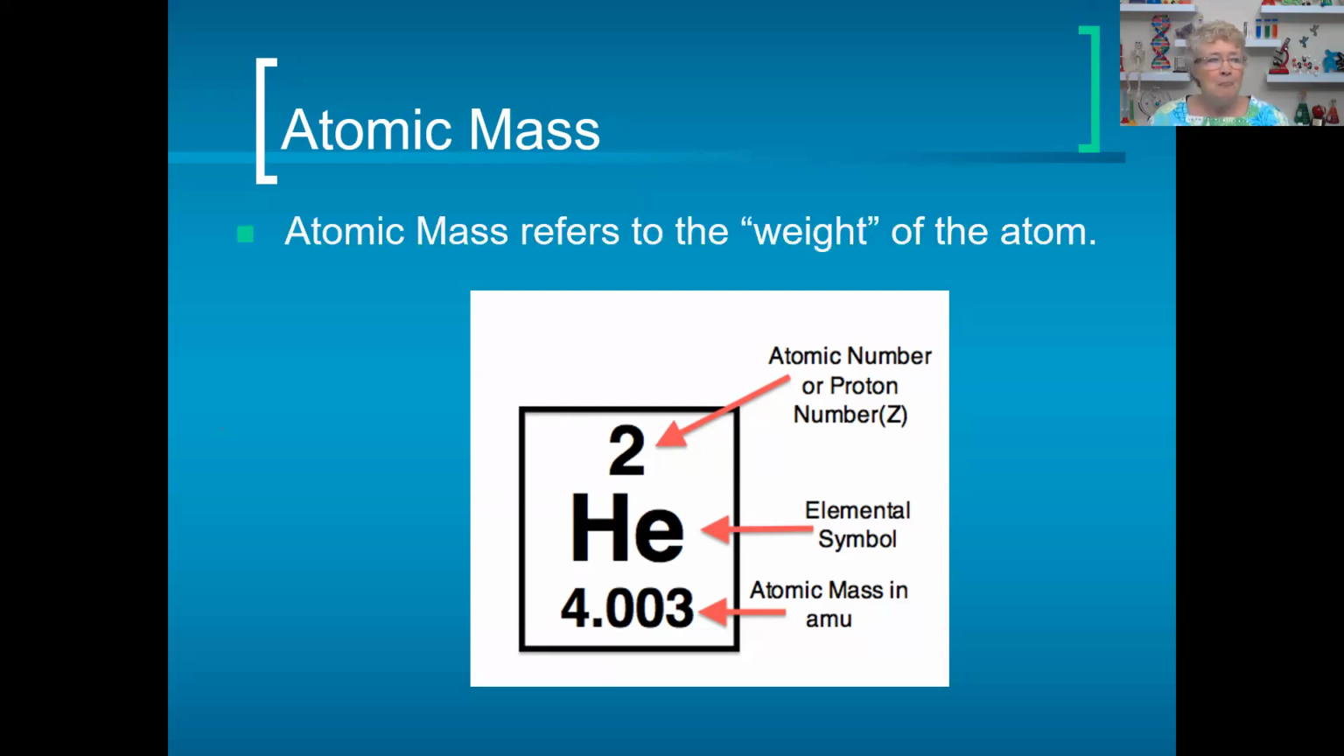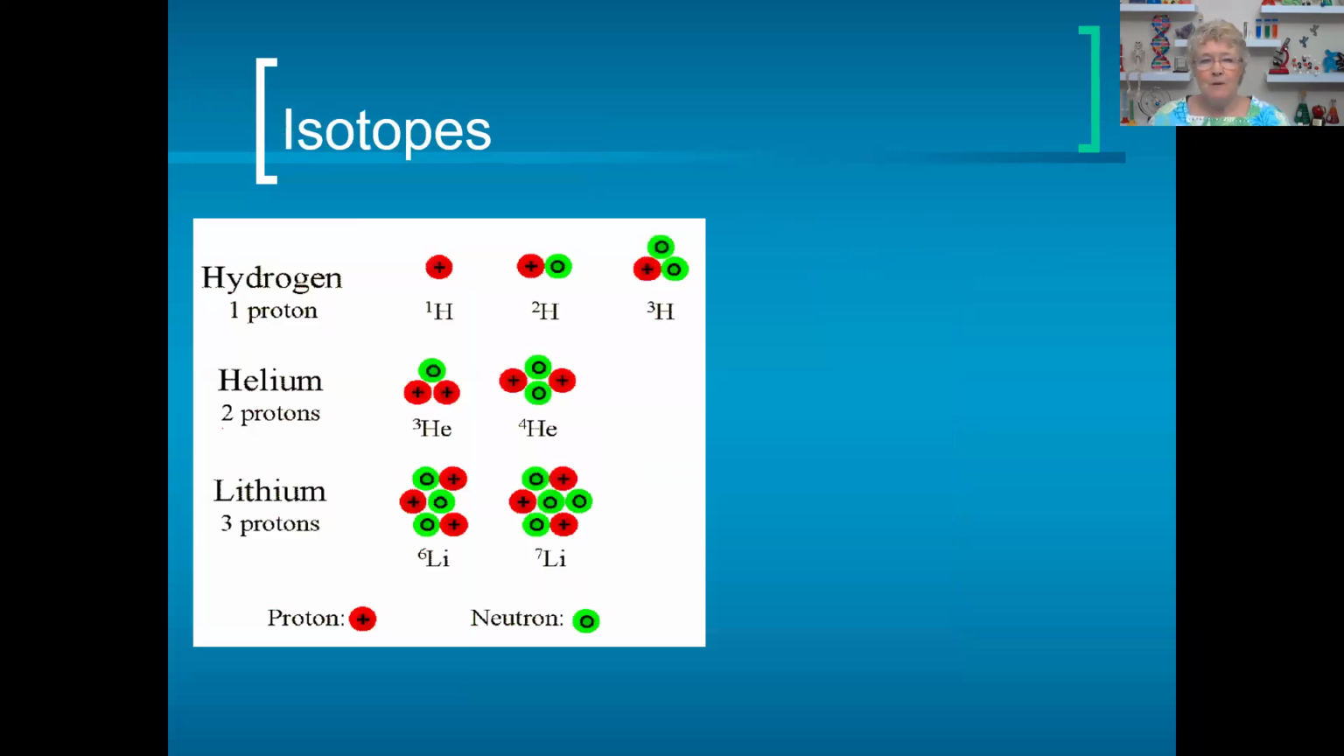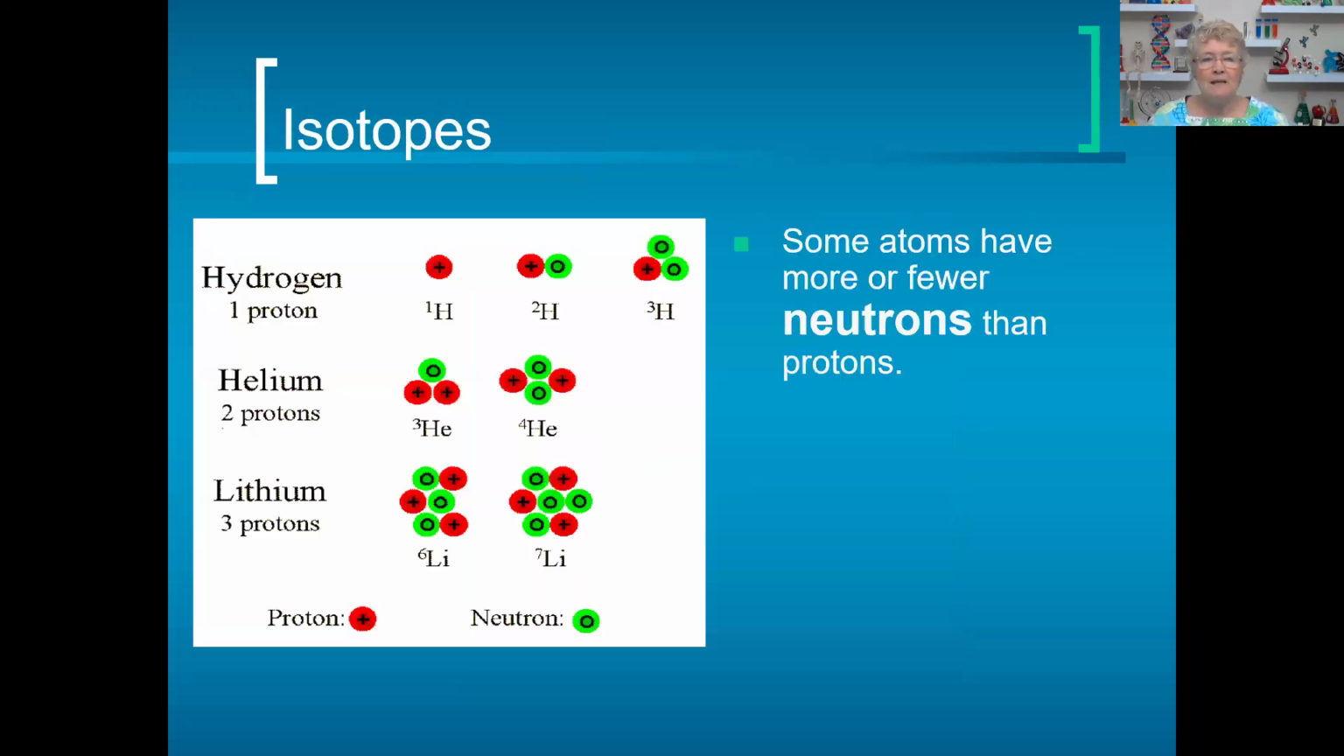So for atomic mass, we use the term weight because weight works when you're on Earth. Weight doesn't work anymore when you get out into space, or certainly on another planet, because they don't have the same amount of gravity. So really mass is a better term, but when we're talking about things here on Earth, you can think of mass and weight as being approximately the same, close enough. And like we said, an isotope is an atom that has more or fewer neutrons than protons.